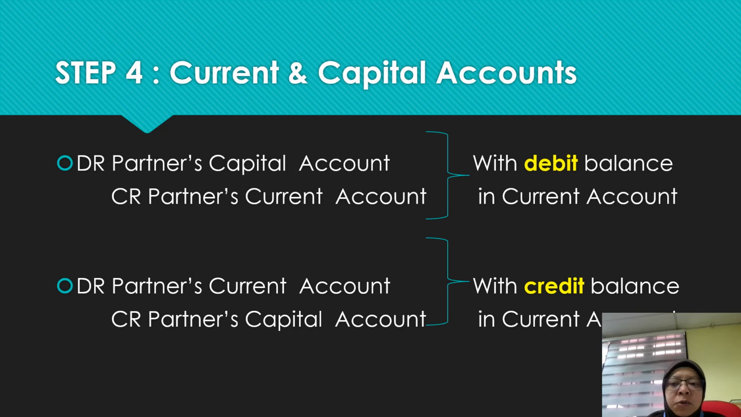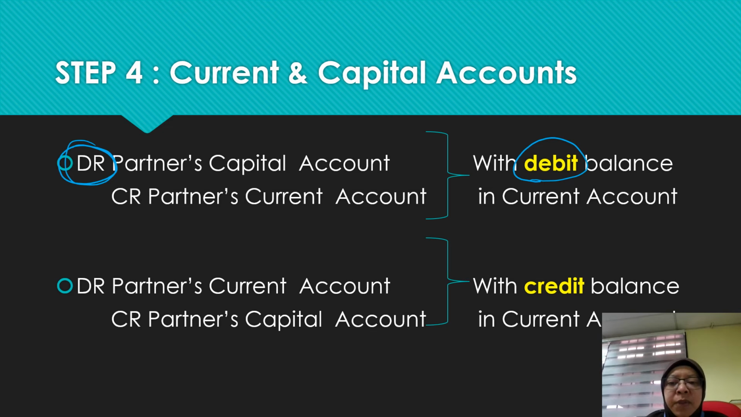So there will be 2 situations. If our partner is abnormal, it means that the current account is on the debit side. So we will close the balancing figure in the current account to the capital account, on the debit side in the capital account.